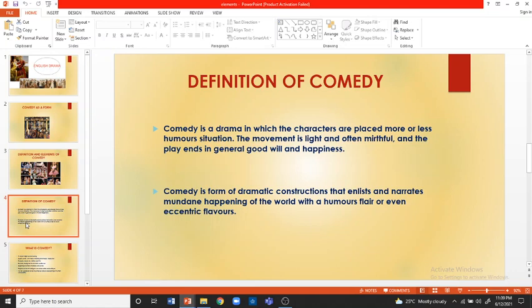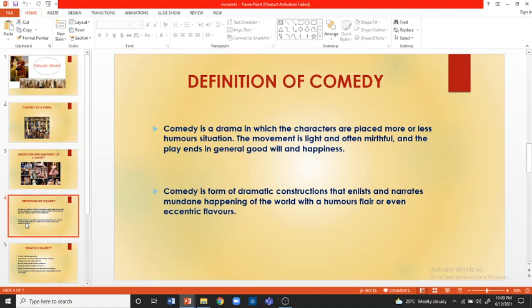This definition is given by W.T. Young. It remains noted the name of the writer, W.T. Young, who gives this definition. Through this definition, we understand that comedy is a drama.